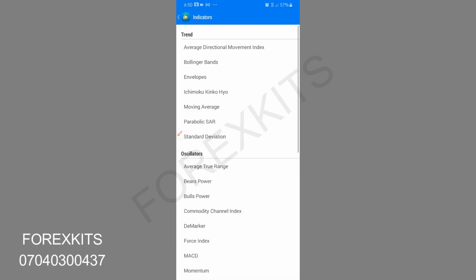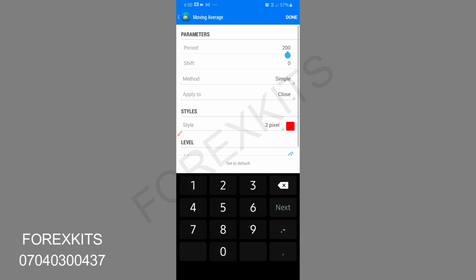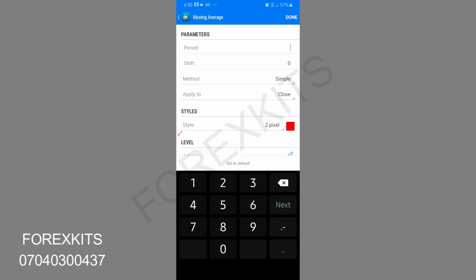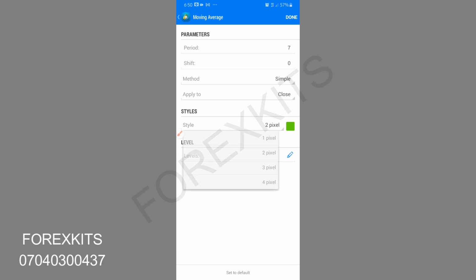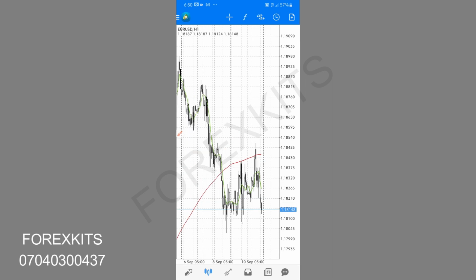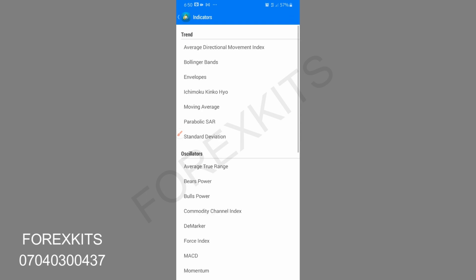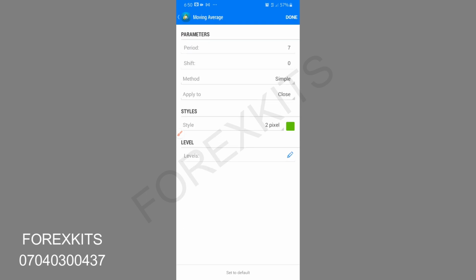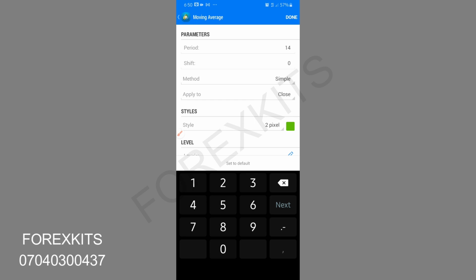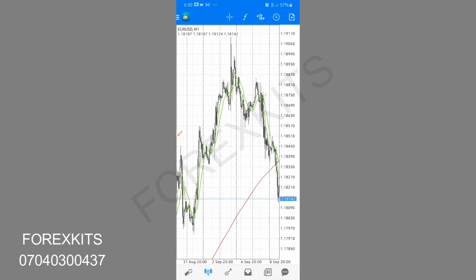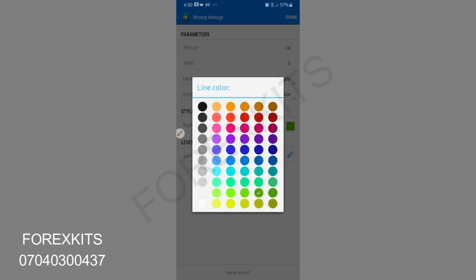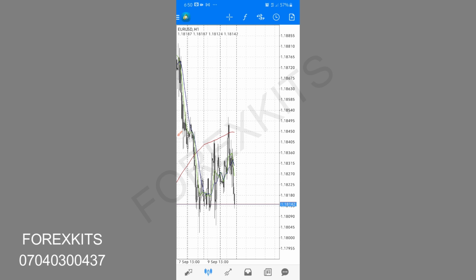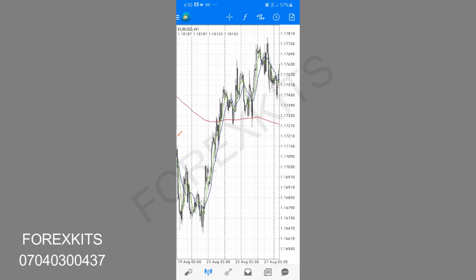So the 200 MA is a trend indicator, right? If we come here, you add the moving average again, and then type 7 there. Change the color to green, 2 pixels, same thing. So done. Then add another moving average. Oh yeah, I forgot to change the color of that one. So we change the period to 14 and then change the color to blue, right? So done. Okay. So we have that now on our chart.